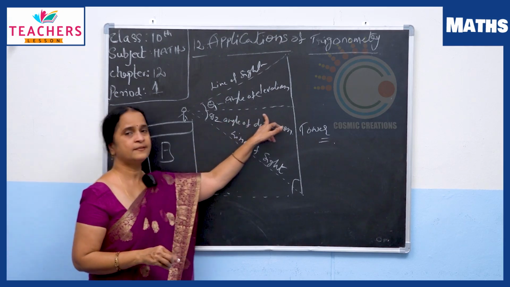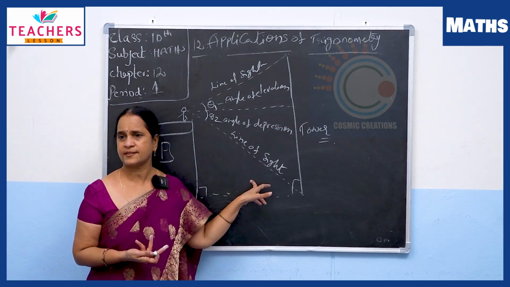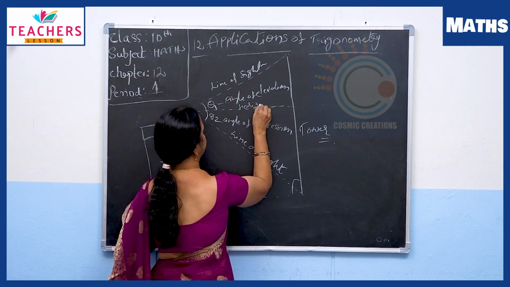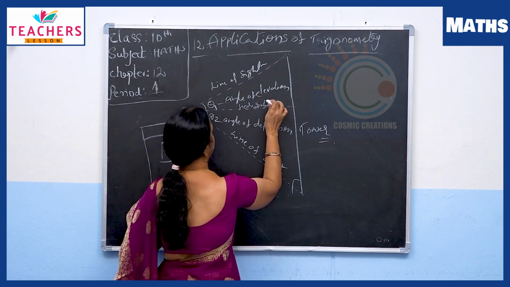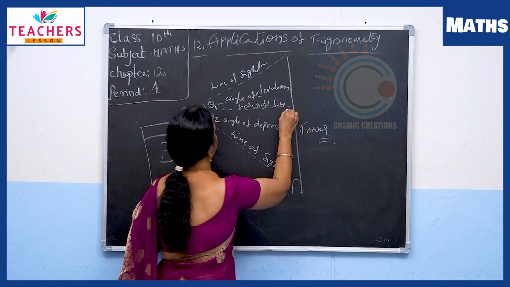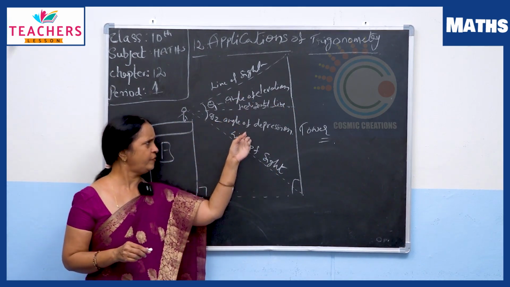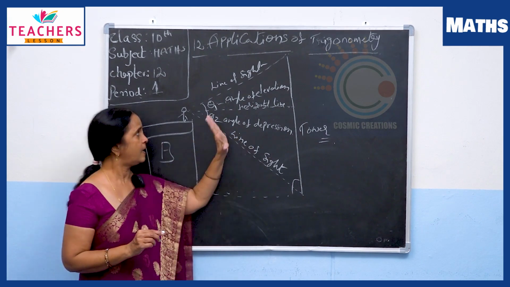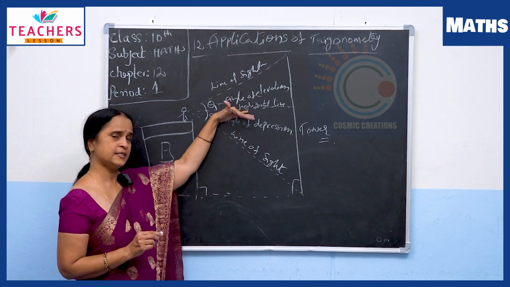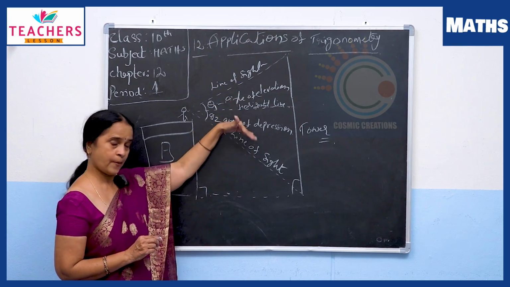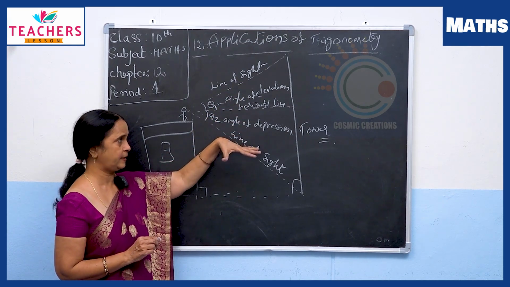And this is what? Horizontal line. Can you understand? Angle of elevation, angle of depression. And the line of sight is above the horizontal line. Here the line of sight is below the horizontal line.